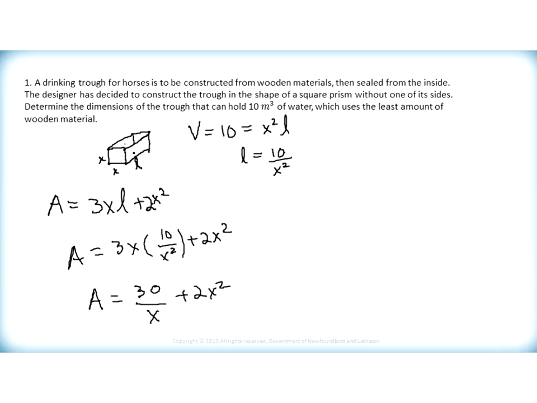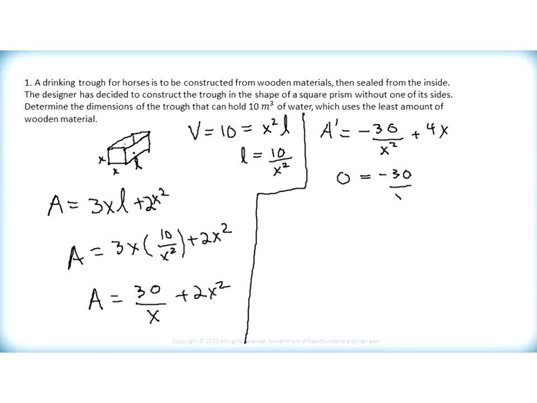Okay, so now we'll think about restrictions on that. x could be as big as we like, I suppose, and it could go to 0, so the endpoints are sort of irrelevant here. We're just going to have to check to see what our critical value is. So we're going to go with A prime, or dA over dx if you like, and A prime is going to be, if I differentiate 30 times x to the power of -1, I get negative 30 times x to the power of -2 plus 4x for the derivative of x squared. I'm going to let that equal 0 and find out what kind of magic will happen.